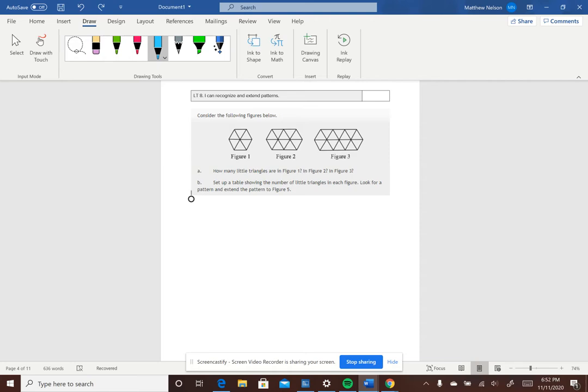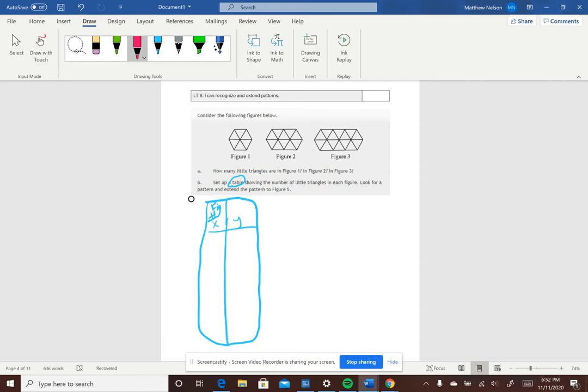Okay, so I'm going to tie these two questions together because that's going to save me a little bit of time. So here I am creating my table. And when I create my table, I'm going to want an X and a Y value. And so what do I want to put for my X? Well, my input is going to be my figure number. And then my Y, or my output, is going to be the number of triangles. In other words, as my figure number changes, what does it do to my number of triangles? All right, so my Y is going to be red here.